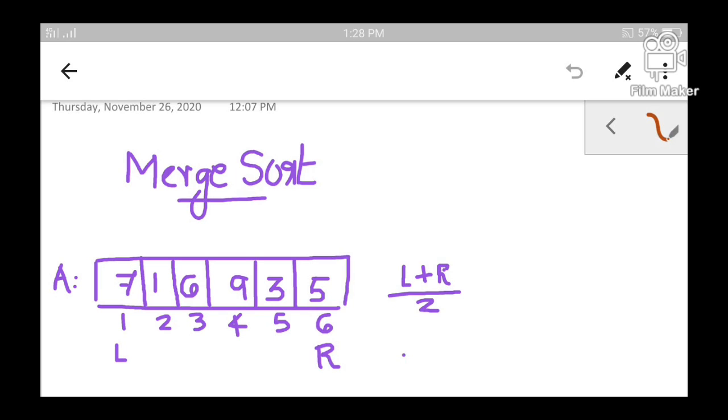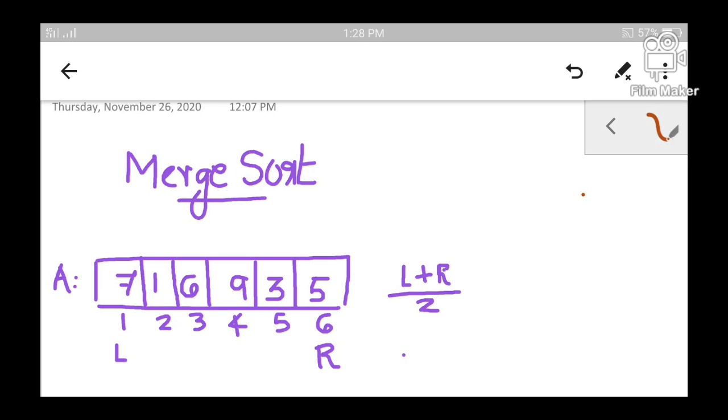Now, how do we split the array? To split the array into 2 equal halves, we must find the mid position of the array. How can we find the mid position of the array? We have an equation, and the equation is (L + R) / 2, which means adding the left position and the right position of the array together, and the sum should be divided by 2. The result will give you the mid position of the array.